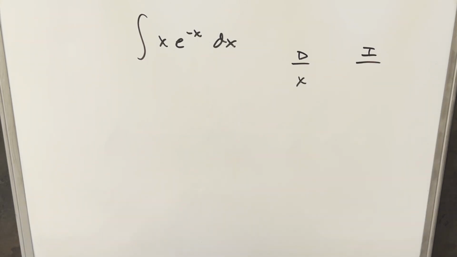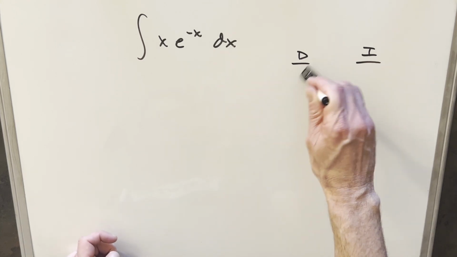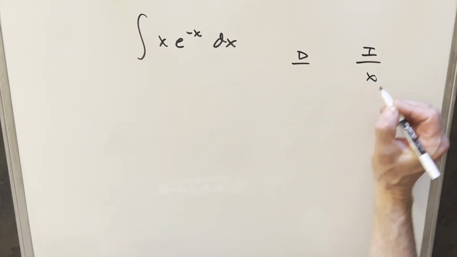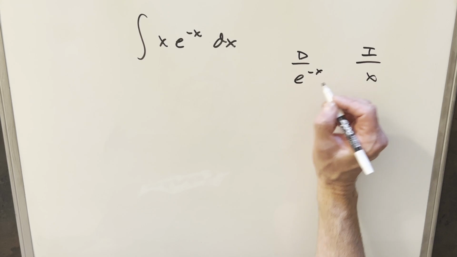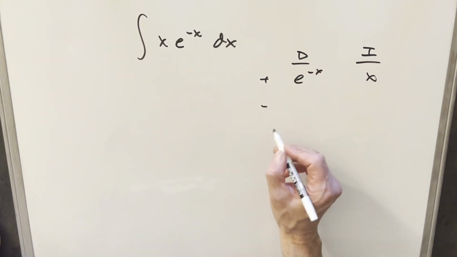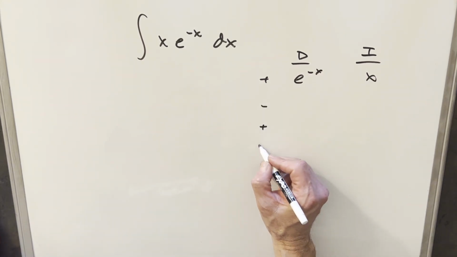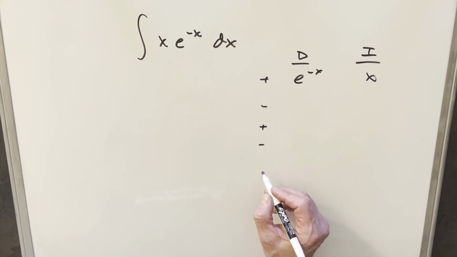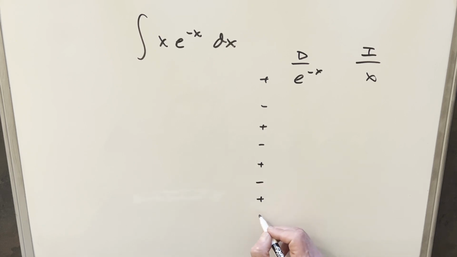And normally what we want to do is differentiate x because it's going to make our life easy. But I want to make our life harder, so I'm going to integrate x and differentiate e to the minus x. So doing this, I'm going to create a whole bunch of columns for our DI table, and we're just going to switch the signs up, plus minus, all the way down.